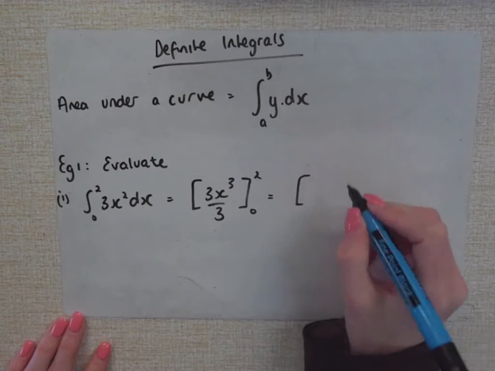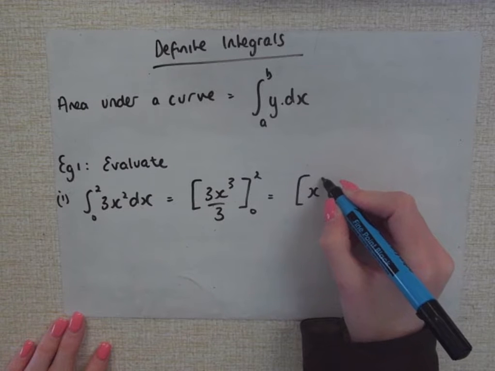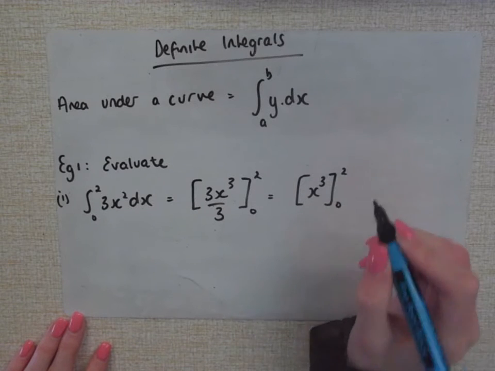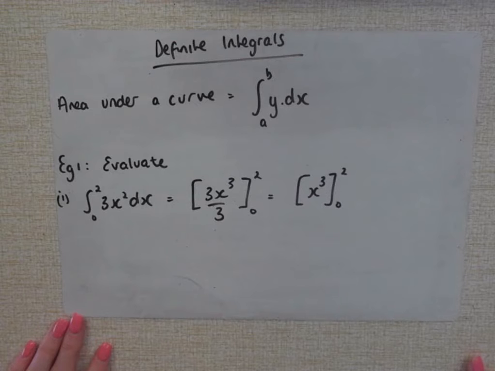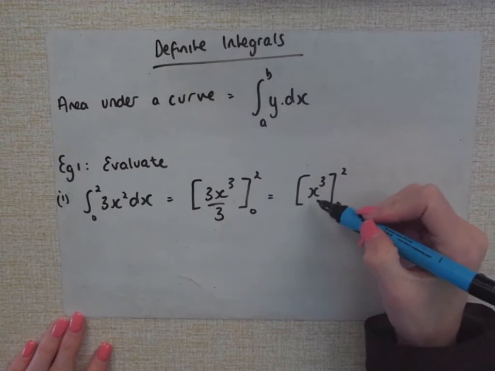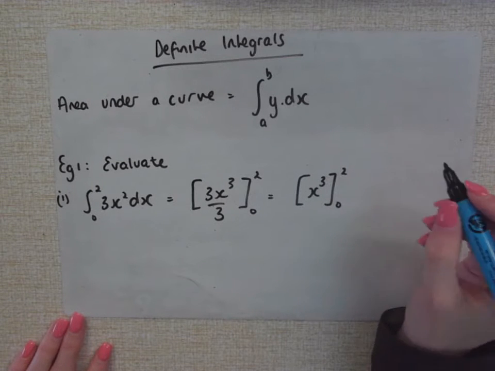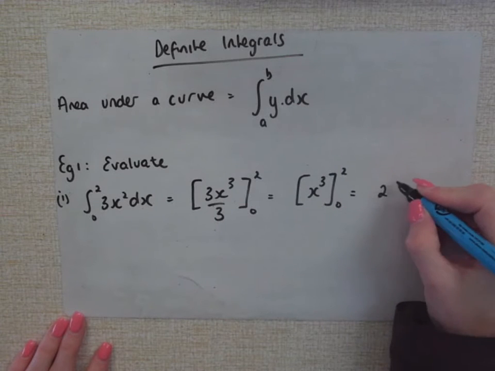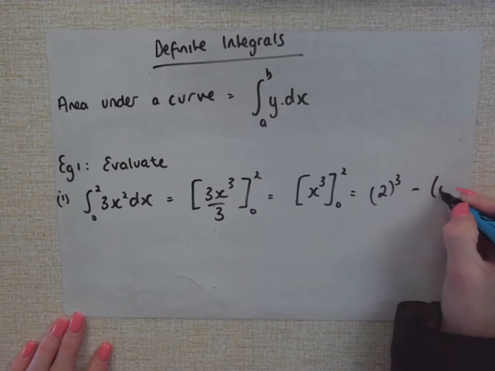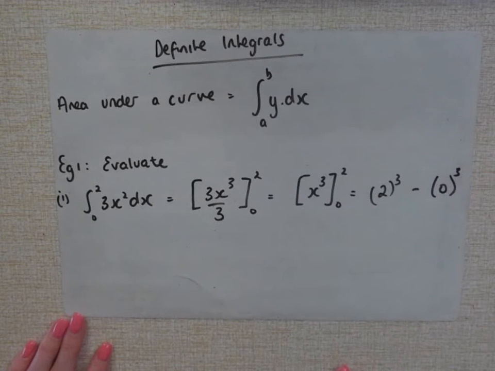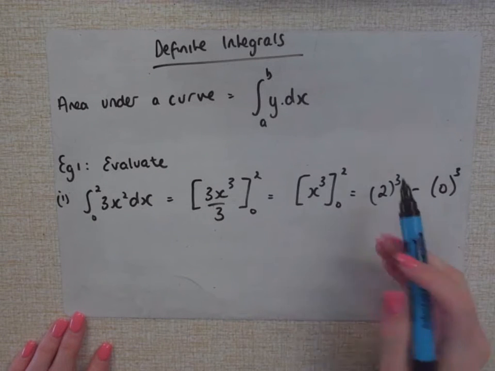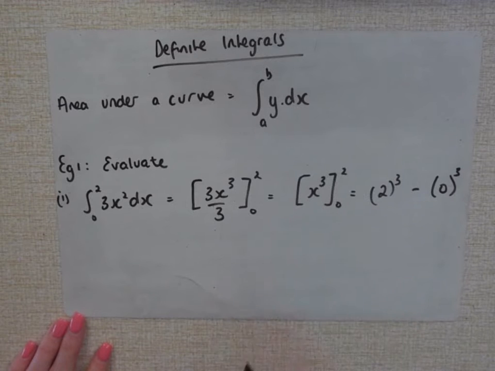Okay, so just tidying that up, that is x cubed from 0 to 2. Now, to get your answer, you're going to fill in 2, you're going to fill in 0, and you're going to put a minus in between them. So your answer is 2 cubed minus 0 cubed. You're filling in your 2 and your 0 instead of x. So 2 cubed is 8, 8 take 0 is just 8.